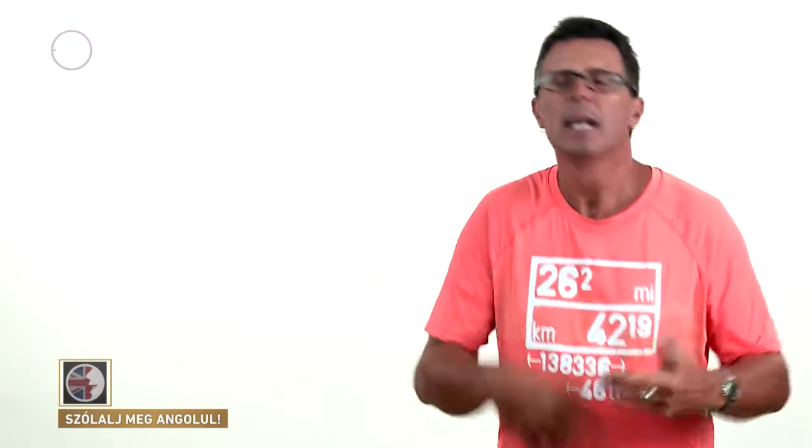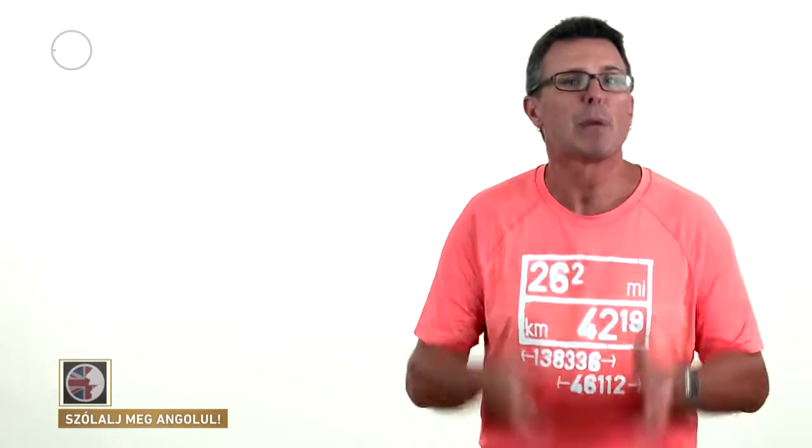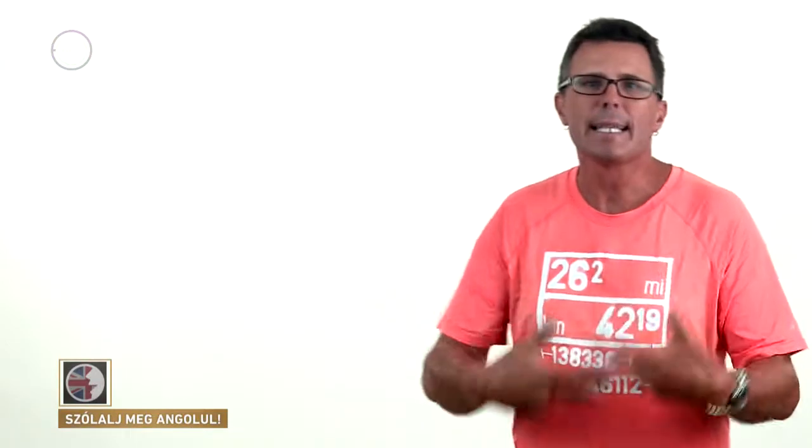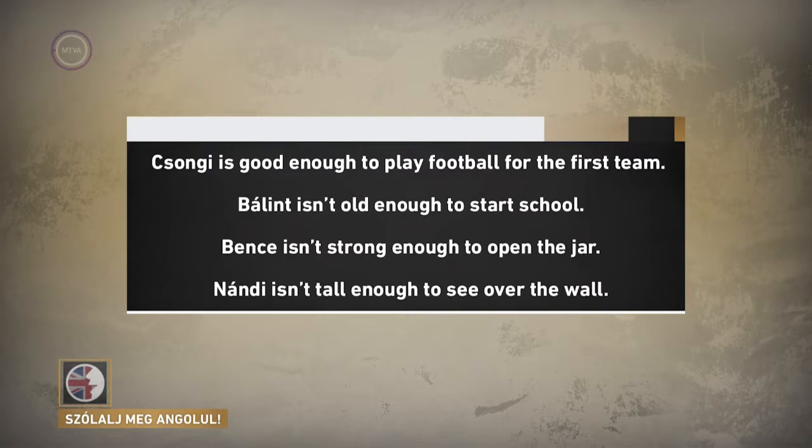Okay, so what about the other situation? What about when we use enough with adjectives, not nouns? Well, as I'm sure you all remember, when we use enough with an adjective, then we place the adjective first and follow it with enough. So in the sentences, Chongi is good enough to play football for the first team, Balint isn't old enough to start school. Bense isn't strong enough to open the jar. Nandi isn't tall enough to see over the wall. We can see that we follow the four adjectives, good, old, strong and tall, with enough.